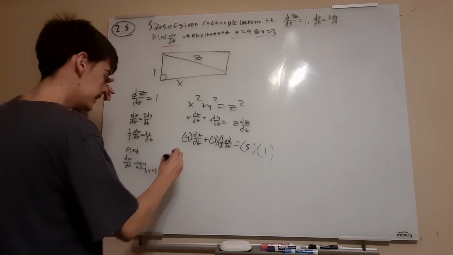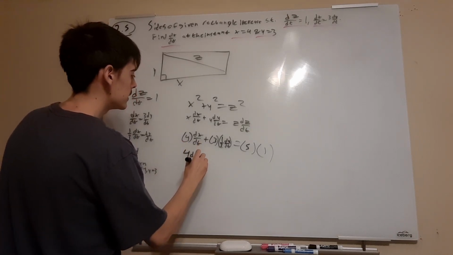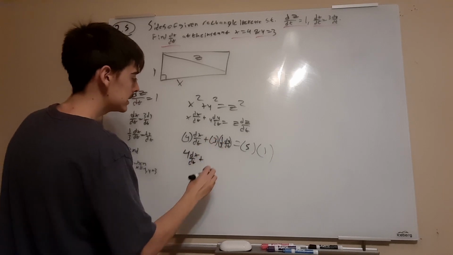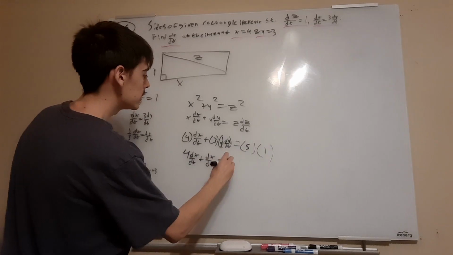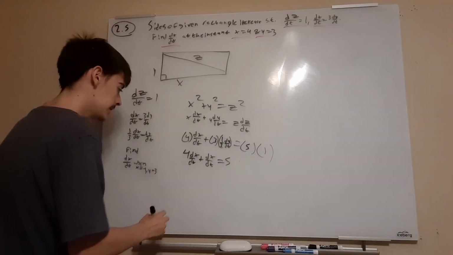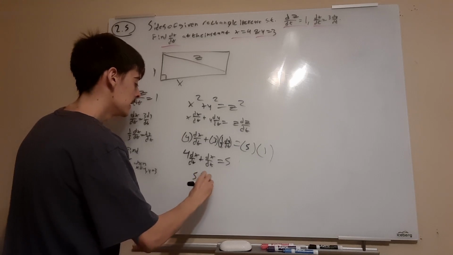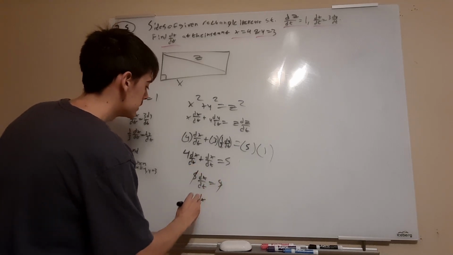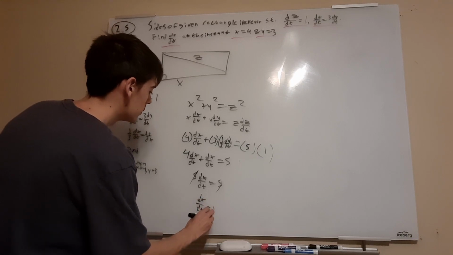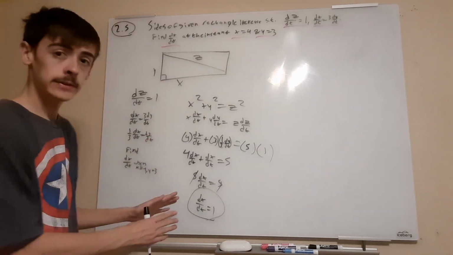Now let's simplify this a bit. So 4 dx/dt plus 3 times 1/3 dx/dt is the same as plus 1 dx/dt, and that's going to equal 5. 4 dx/dt plus 1 dx/dt is 5 dx/dt. That's equal to 5. Divide by 5 on both sides, and we just get that dx/dt is equal to 1. In this case, we don't have any units, so we could just leave it like that.